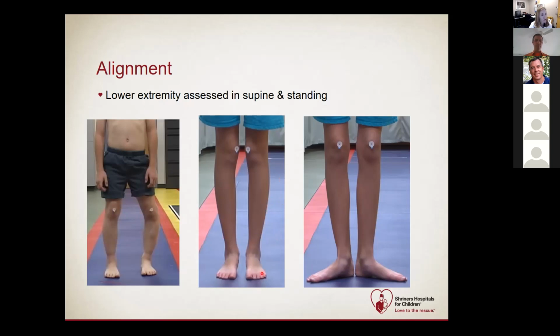And you can see here, this girl looks a lot different when we have her point her feet forward versus having her point her knees forward. So we get a lot of information when we simply put kids in shorts and see what's happening.